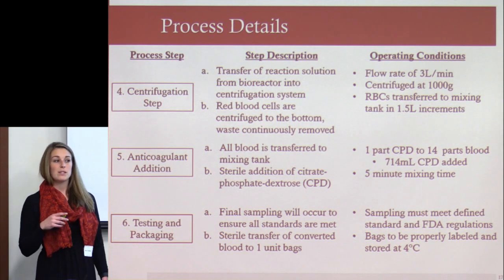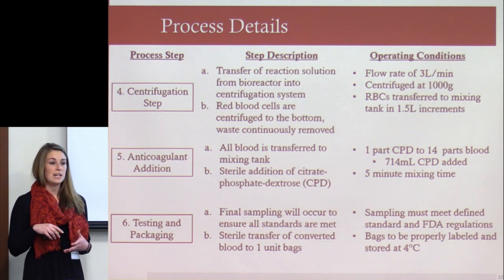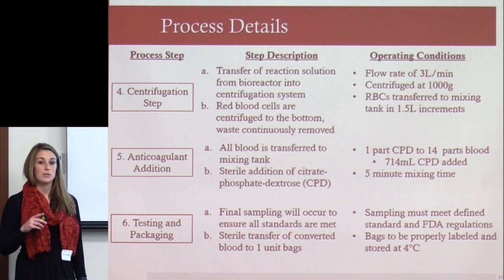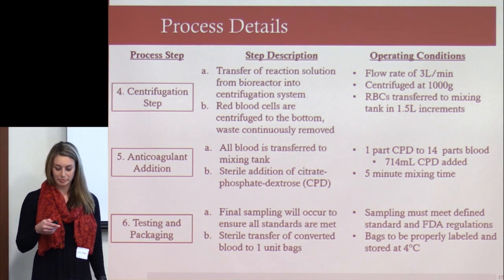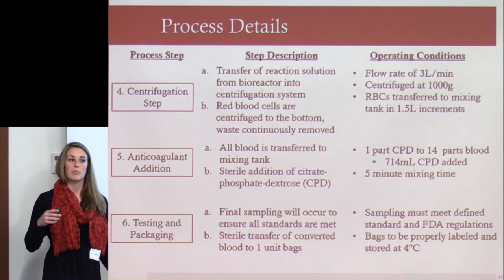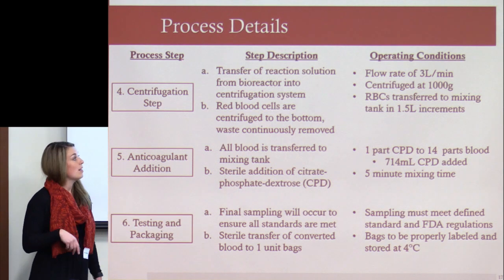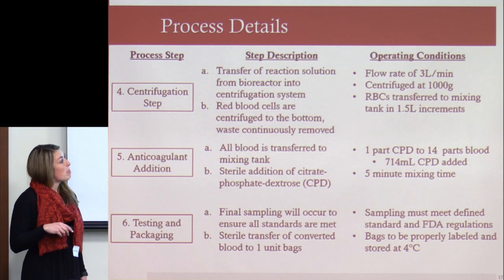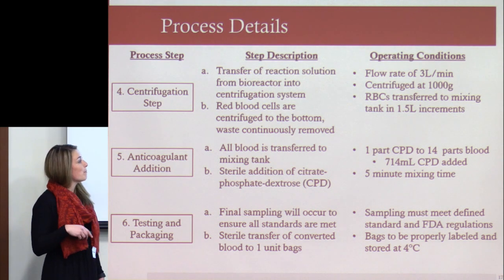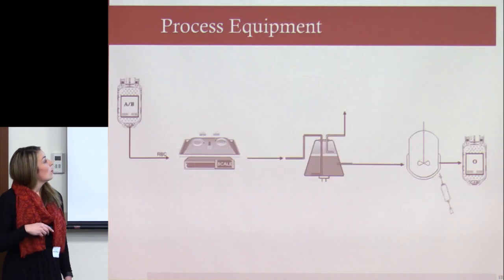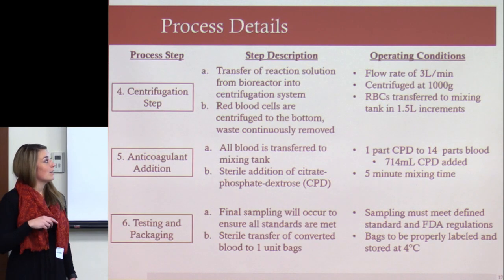So as it spins, the red blood cells are collected in a collection tank, and the waste is continuously removed from the top. So we can process a large volume without having to stop or use a bunch of small pieces. So as the mixing tank fills, the red blood cells will be pumped into the mixing tank, where the anticoagulant is added back.